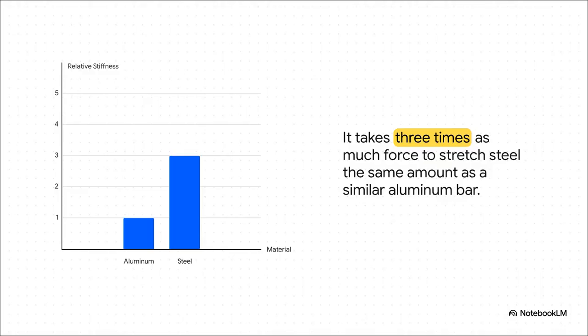And this right here just illustrates the difference perfectly. Take a look at this comparison between aluminum and steel. Steel's Young's modulus is roughly 3 times bigger than aluminum's. So what does that actually mean in the real world? It means you'd have to pull 3 times as hard on a steel rod to stretch it the exact same amount as an identical aluminum one. That is a huge difference in stiffness.